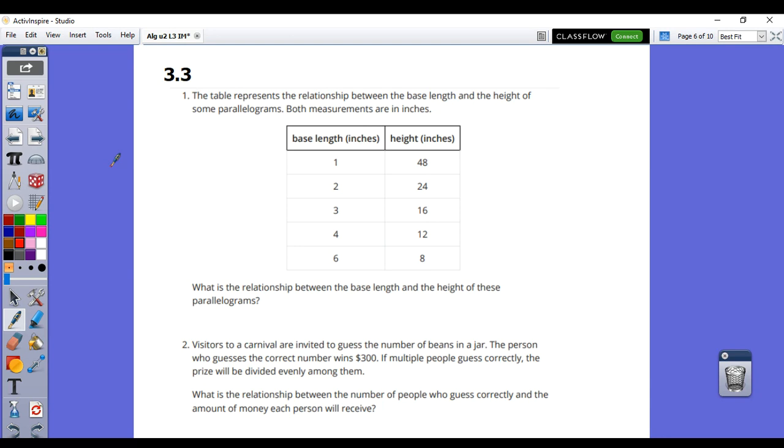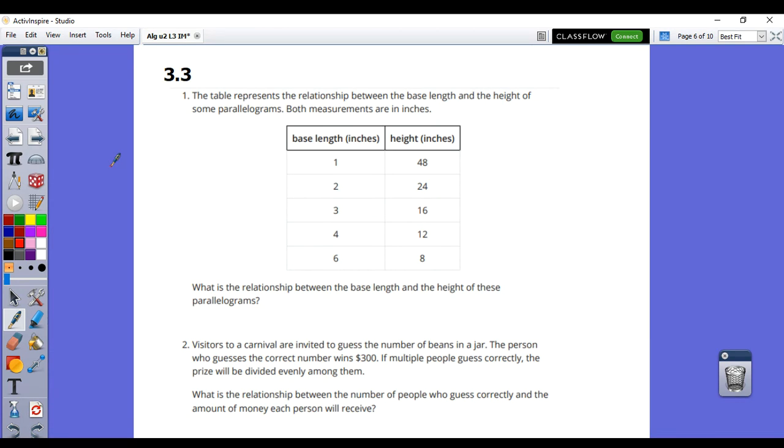Okay, and then on 3.3, again, we've got a relationship between the base length and the height. What is the relationship between those in a parallelogram? So as you're looking at that, trying to figure out how they're related, it's kind of something that you do between the two of them. So you're going to write those out again. You want to try and come up with those first.